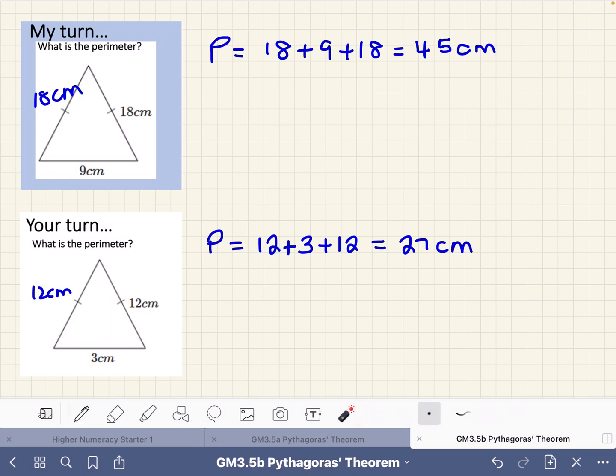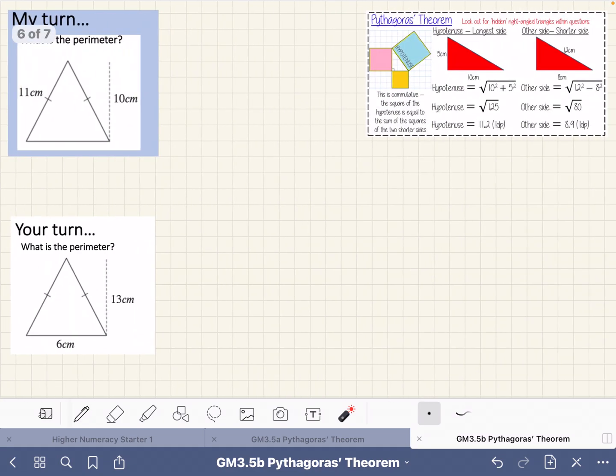Now these questions were straightforward because we were given all the information we needed. We just needed to apply some additional information about isosceles triangles to be able to get to our perimeter. The next question, if we look on this page for my turn, we're asked to find the perimeter. However, this time I do not know all of the sides. I do know that this side here is 11 centimetres.